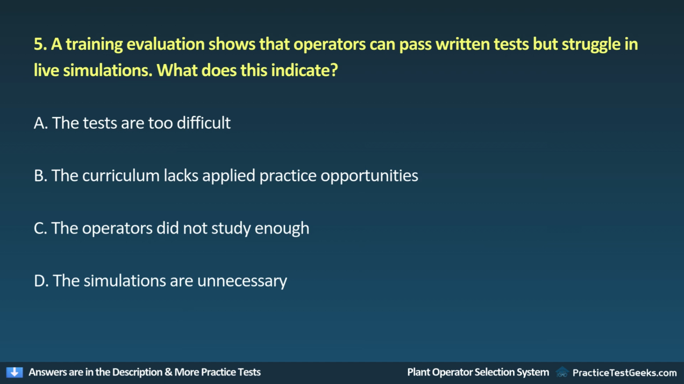5. A training evaluation shows that operators can pass written tests but struggle in live simulations. What does this indicate? A. The tests are too difficult. B. The curriculum lacks applied practice opportunities. C. The operators did not study enough. D. The simulations are unnecessary.